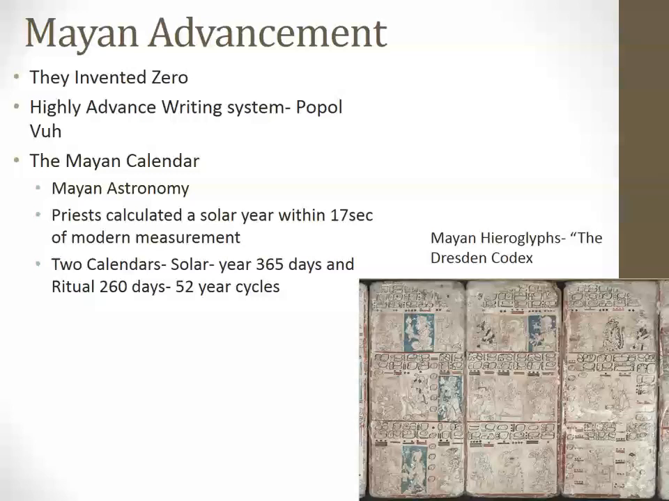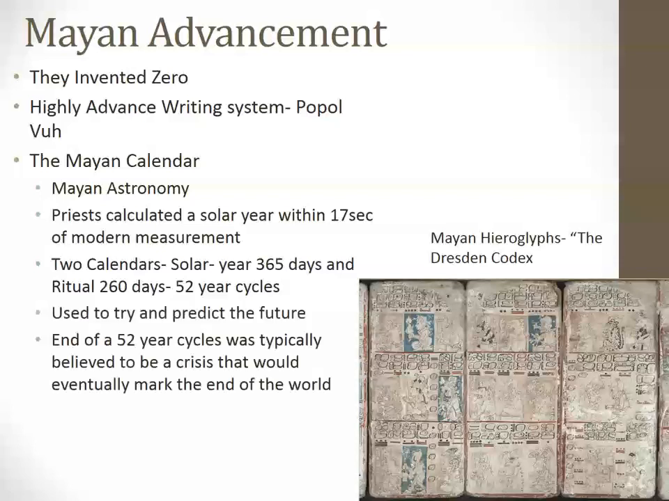The Mayans had 2 calendars. They had a solar calendar, which is the 365-day-a-year calendar, and then they had a ritual calendar, which was 260 days. Like most societies today, of course, we have 2 calendars too. We have the 365-day-a-year calendar, and we have a fiscal calendar, right? The Mayans had this as well.